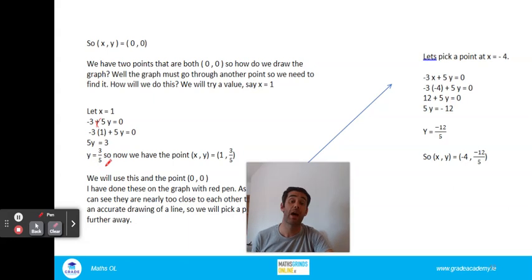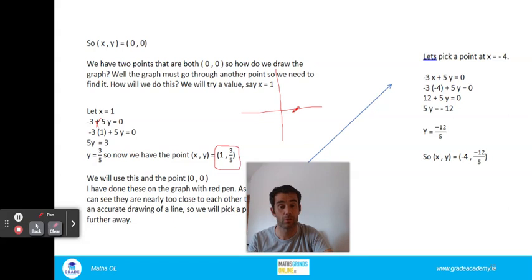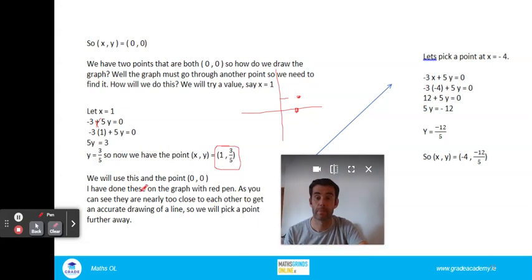So now we've got a point. We've got the x, y coordinate when x is equal to 1 and y is equal to 3/5. So if you did your x, y axis out, you could go over to x equals 1 and you could go up to wherever y was equal to 3/5, and that's going to be one of your points. Now you can use this and the point 0, 0 if you like.